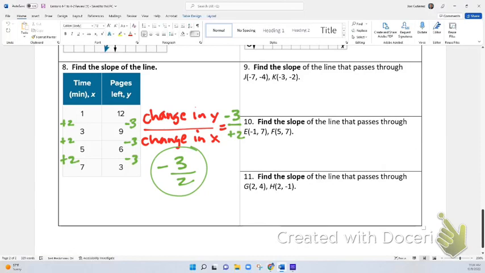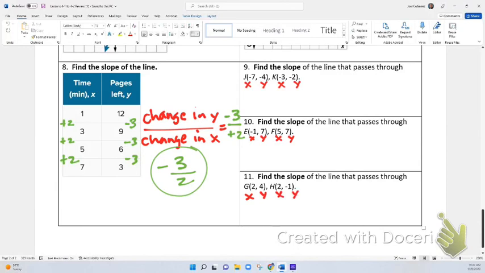All right, and then 9, 10, and 11 are what we did this week. And these are the ones where you just have to simply label. The first number will always be your x. Second number will always be your y. X, y, x, y. I'm just going to do that for all of these to save a little bit of time. X, y, x, y, x, y.